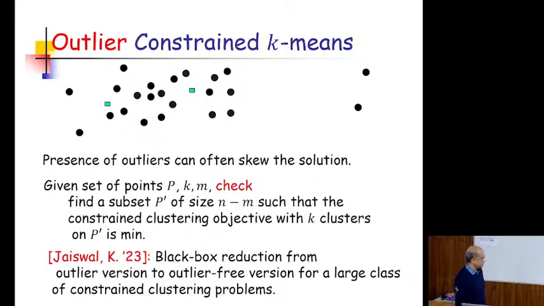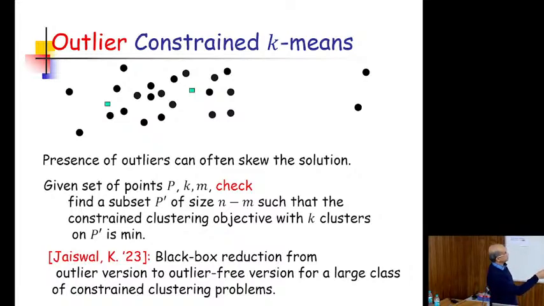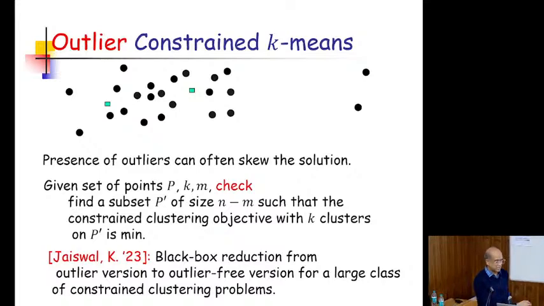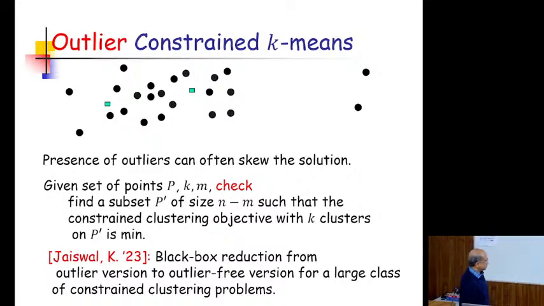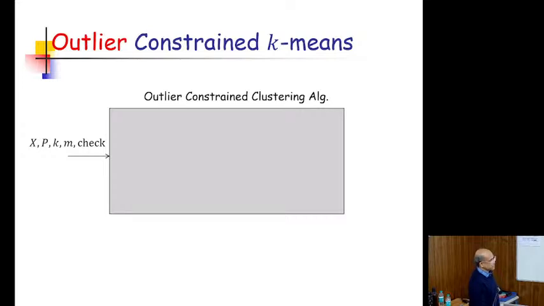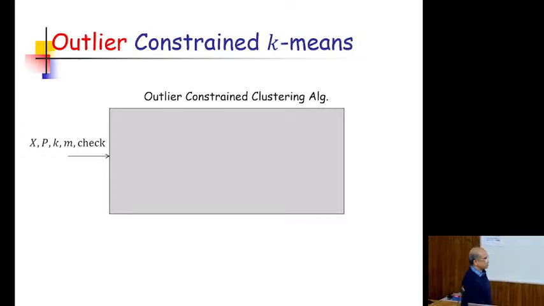Okay, so the result we have is again a black box reduction from the outlier version of this problem to the non-outlier version. This reduction works for a large class of constrained clustering problems, as you will see. Let me give you a brief high-level idea of how this works.